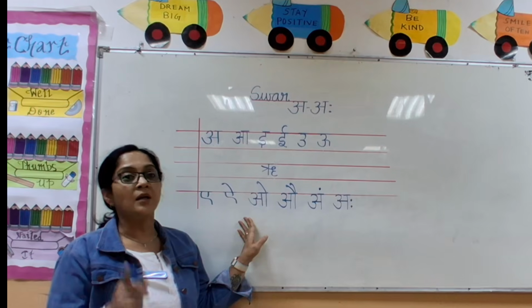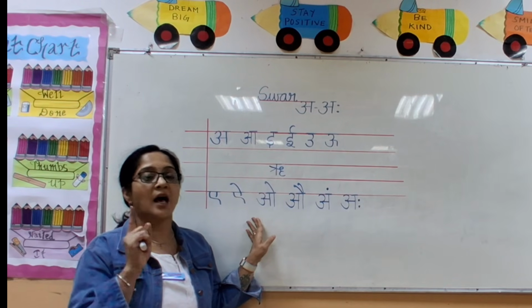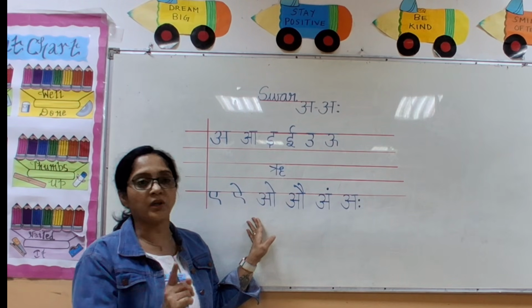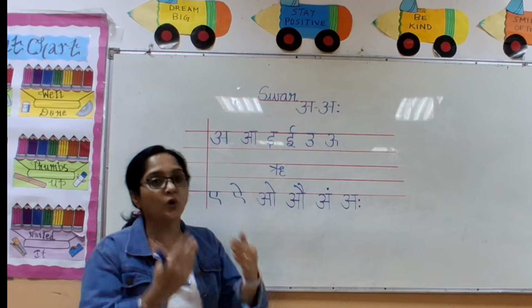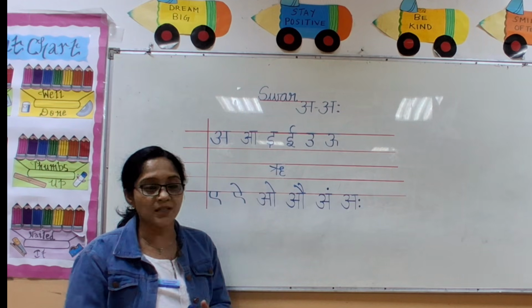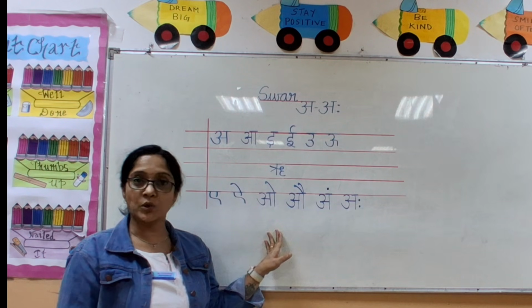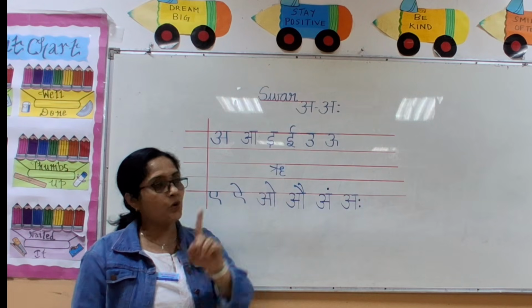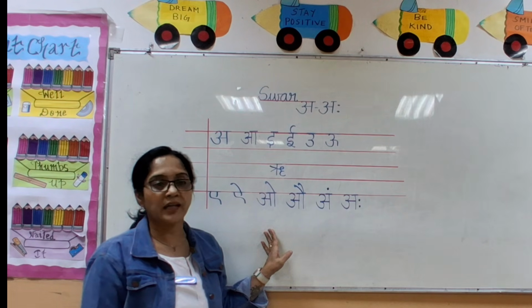So children, I hope you have done the revision properly of A to aha today. Always remember, learning the alphabets is very important. It is very important to learn the alphabets before you start learning how to make words and sentences. So this is today's revision for you. Please make sure that you learn this thoroughly today.